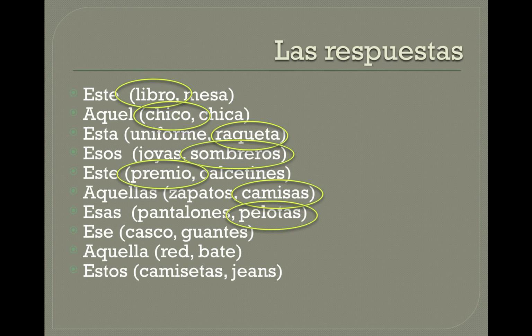Esas pelotas, because pantalones are masculine. Ese, masculine and singular. Casco, masculine and singular. Aquella, feminine and singular. Red, feminine and singular. Estos, plural and masculine. Jeans, masculine and plural as well.